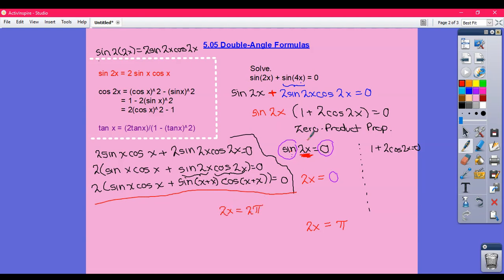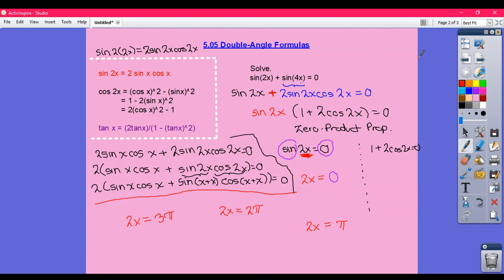And anytime you're dealing with a double angle or a multiple angle, meaning that x is being multiplied by a number other than 1, go around that unit circle an additional time. So I'm going to find the coterminal angle of pi as well, which means I'm going to add 2 pi to pi, and that would give me 3 pi.